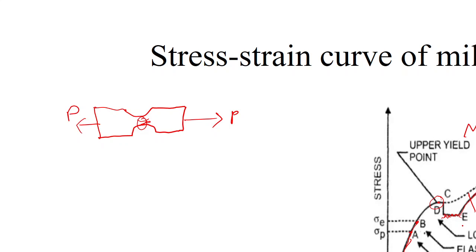Sir, what is meant by yielding? Yielding is nothing but getting a permanent deformation. That is termed as yielding. So E to F is also permanent deformation. When you unload, you won't get the initial shape. So after yielding, we term E to F also as plastic deformation. Whatever deformation occurs after the yielding point, we term it permanent or plastic deformation, because you are not going to get the original shape.